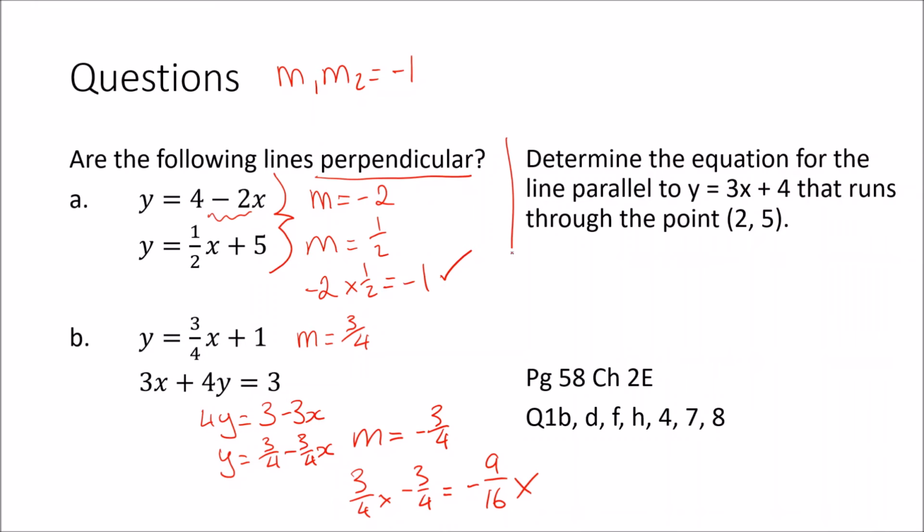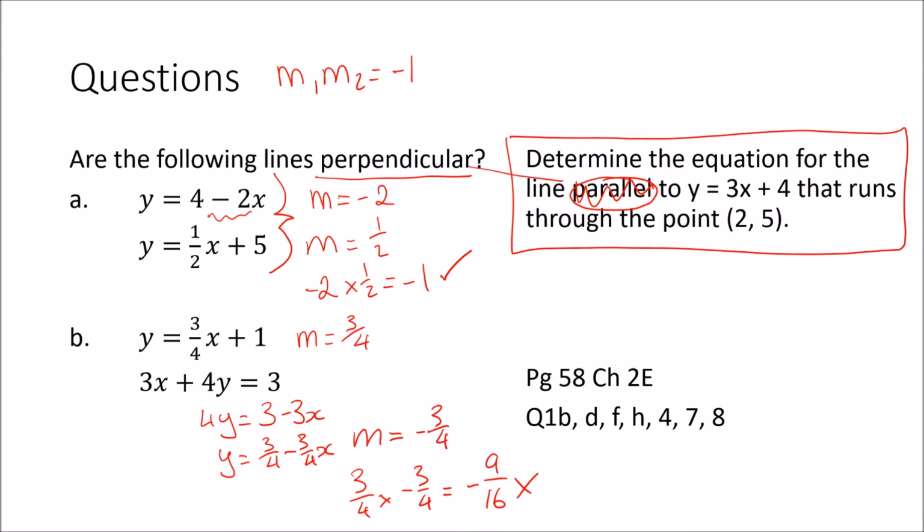Alright, and now this is the sort of question you are likely to get on an assignment, cheat sheet, assignment and exam, that sort of thing. So determine the equation for a line that is, that should say perpendicular. Let's just scribble that out. That should be perpendicular. That's what we're going for. To this line and runs through that point.